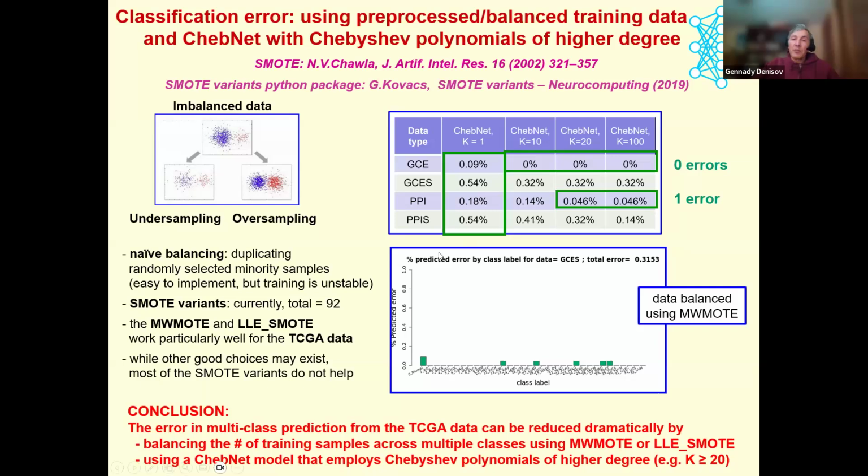And by the way, the new samples are generated according to these techniques, MW mode, or other techniques described in the smooth variance publication. I generate completely new samples using some k-means clustering or something. Each variant is described in a separate publication. Each technique is different, but it generates new samples, not just duplicates of the samples like I mentioned in the naive balancing.